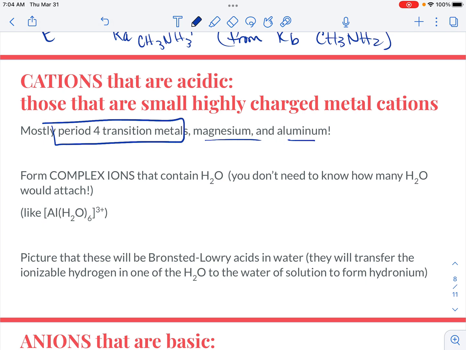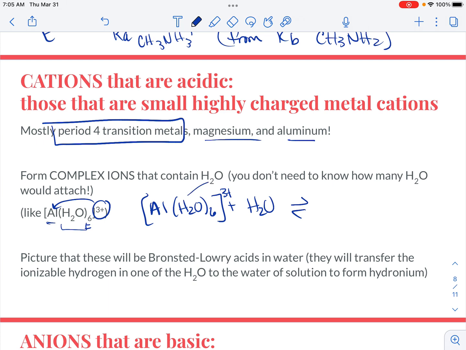So these guys are likely to do what we call forming complex ions when you put them in water. You will not need to know how many waters would attach to make this complex ion, but notice that this is like a great big huge polyatomic ion where actually it's aluminum and a bunch of waters together. Since water is neutral, the charge is the same as it would be on the charge of the aluminum cation. Okay, so picture that if I put this in water, this is kind of a fun reaction. If I put this in water, what it does is act as a Bronsted-Lowry acid, which means that the only hydrogen it can give away comes from the water and forms hydronium.